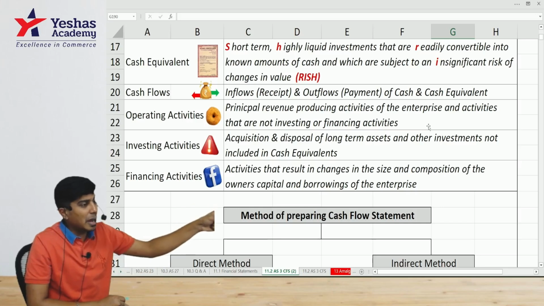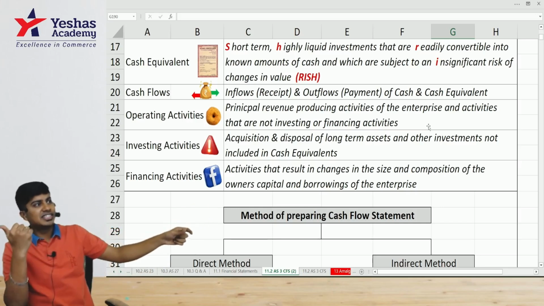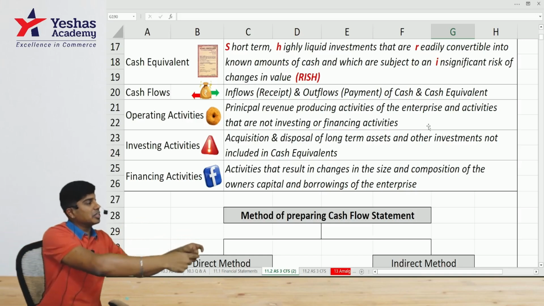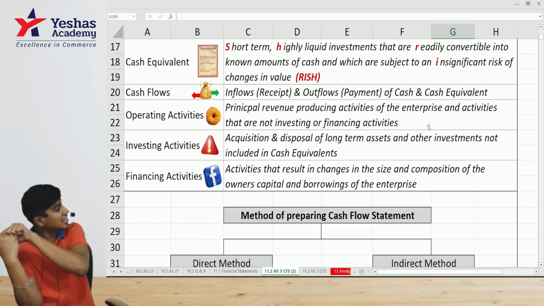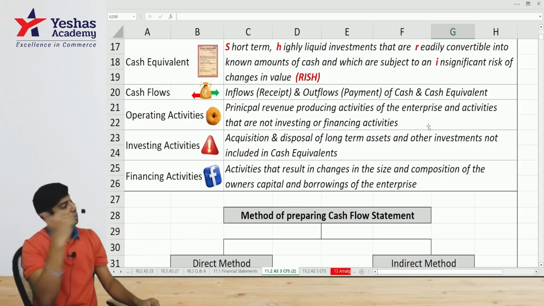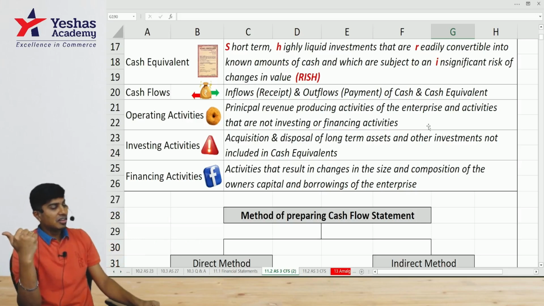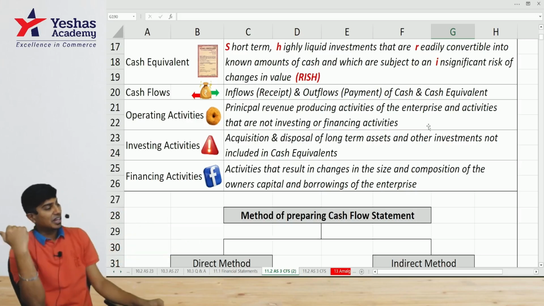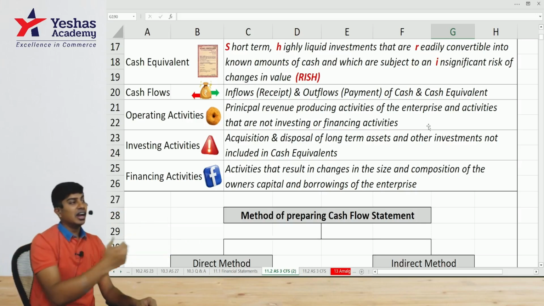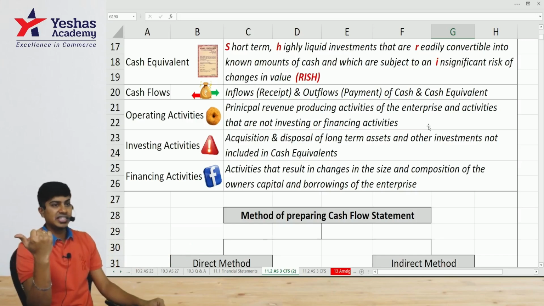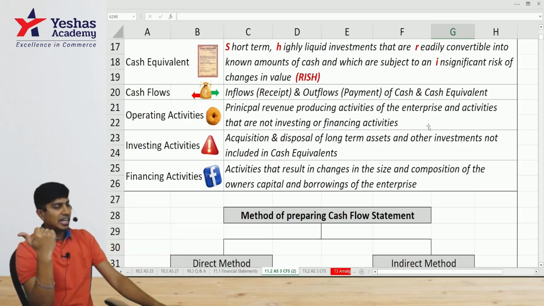Using that money, I paid interest on loan, financing activity. Understood? I repaid my debenture holders, redemption of debentures, financing activity. I paid dividend to preference shareholders, financing activity. I paid dividend to equity shareholders, financing activity. I bought back equity shares, financing activity. I redeemed preference shares, financing activity. I repaid loan, financing activity.